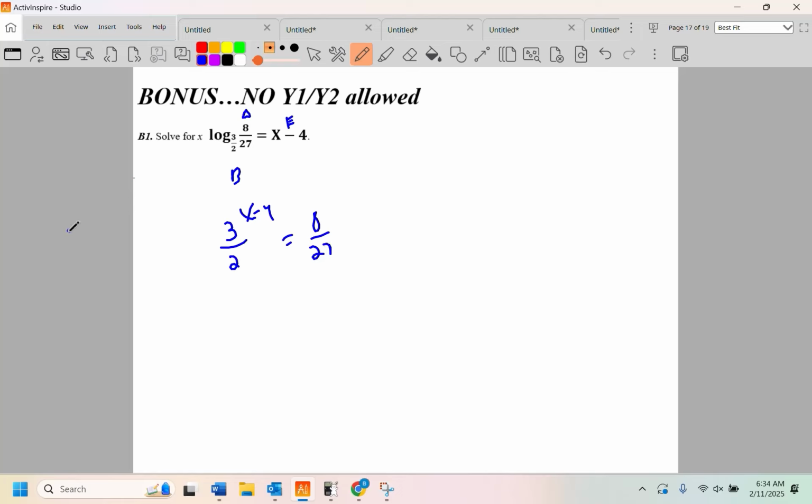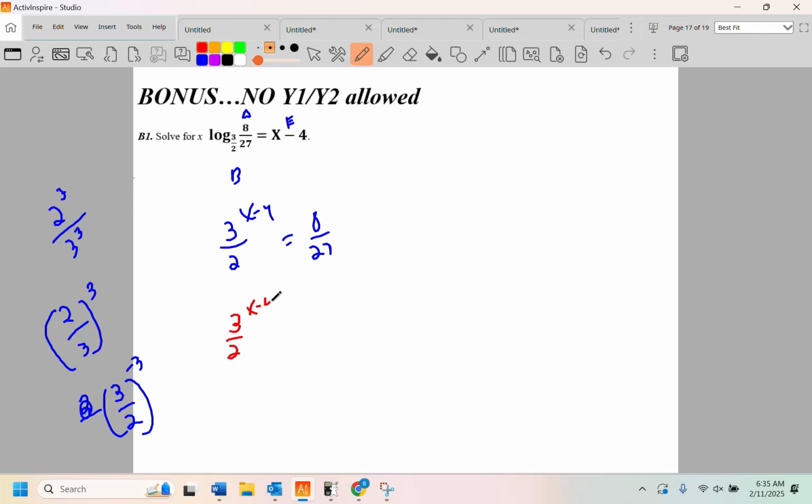Now, if you have some number sense, 8/27 is 2 cubed over 3 cubed. It looks kind of like 3/2, doesn't it? I can think of that as 2/3 cubed. If I made the exponent negative, that would flip the fraction. So, you got to have the ability to manipulate numbers. That's all math is, just straight up manipulation. There's my setup. X minus 4 is negative 3. Add 4 to both sides.